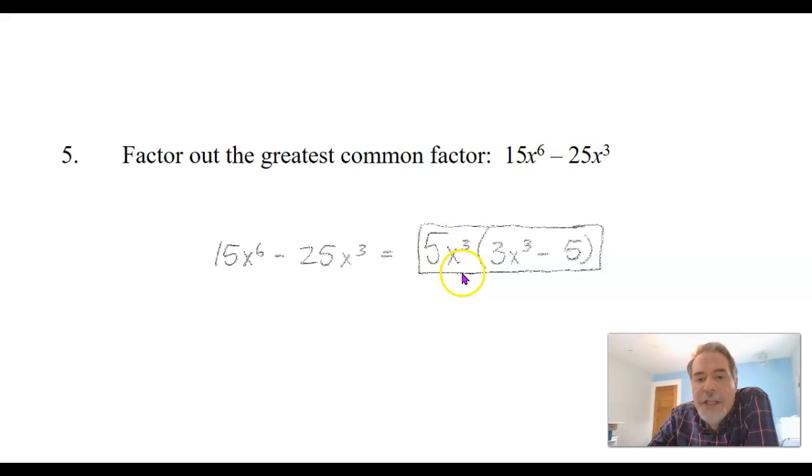So we pull out 5x to the third, and in the first term, we need a 5 times a 3 to get the 15, and we need x to the third times x to the third to get x to the sixth. x times x times x times x times x times x, minus, here we need a 5 times another 5 to get 25, and we don't need any more x's there, so it's 5x to the third times 5 that gives us the 25x to the third.